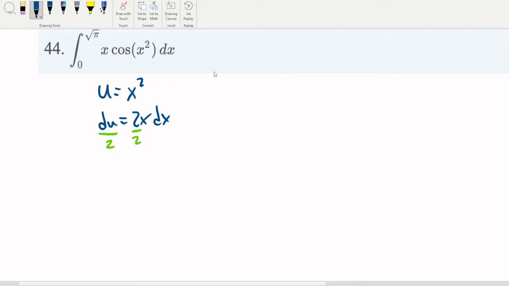Okay, so let's do the substitution. So we've got the integral of, and then remember, cos of u, and then x dx right here becomes du over 2. Okay, remember I've got these bounds here, which we're not changing, so I'm just going to leave them. You can just leave them off, but I'm just going to put little stars for now. Okay, so we can do this one.